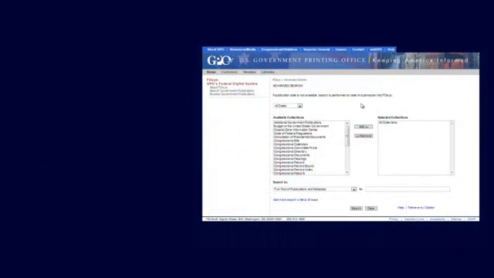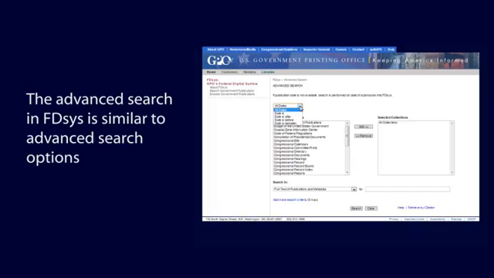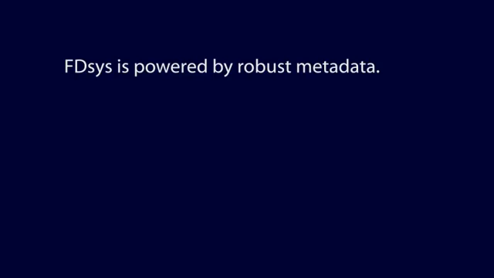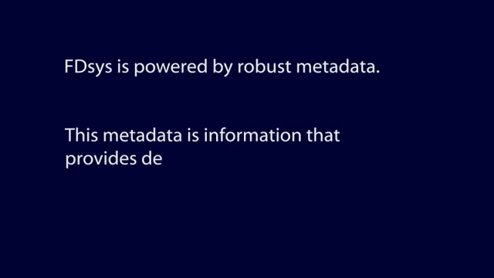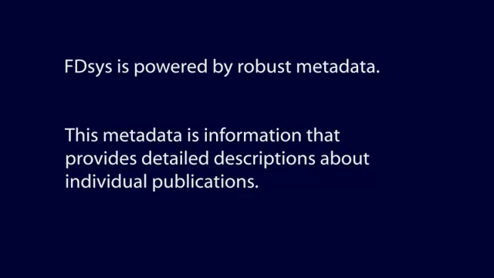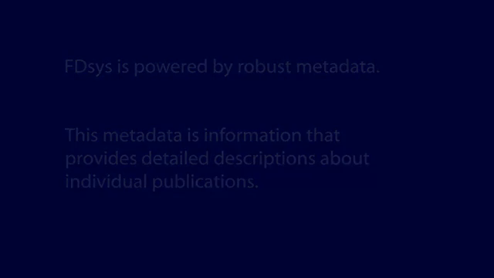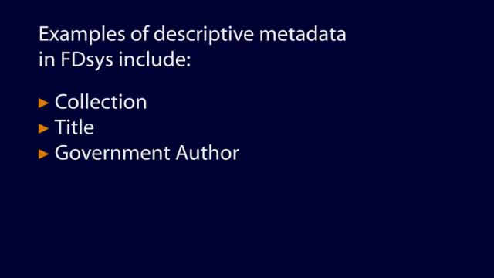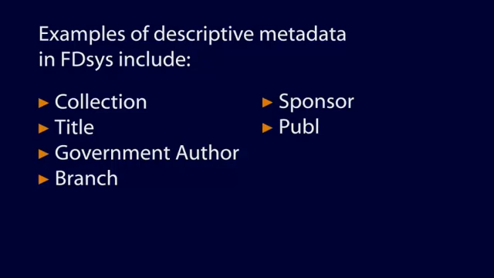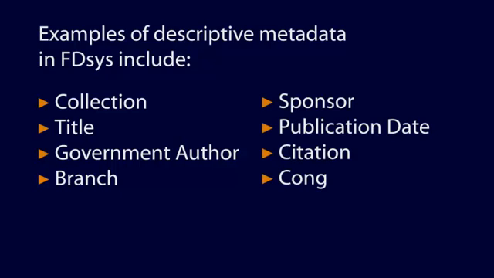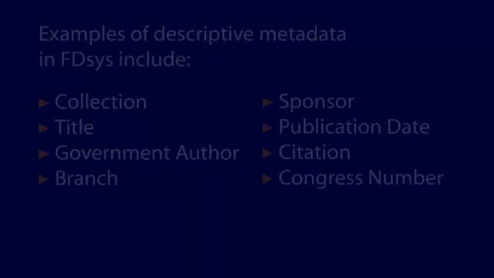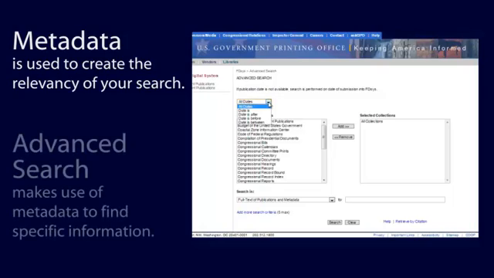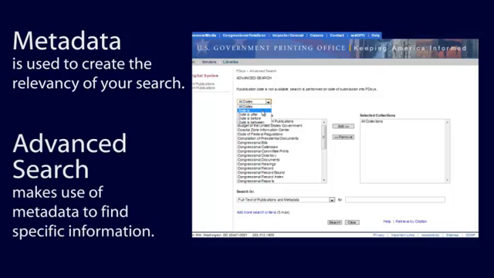The advanced search in FDsys is similar to advanced search options in typical search engines. FDsys is powered by robust metadata, which is information that provides detailed descriptions about individual publications. Examples of descriptive metadata in FDsys include collection, title, government author, branch, sponsor, publication date, citation, Congress number, and so on. Metadata in FDsys is used to increase the relevancy of your search results. The advanced search form also makes use of the metadata to find the specific information for which you are looking for.